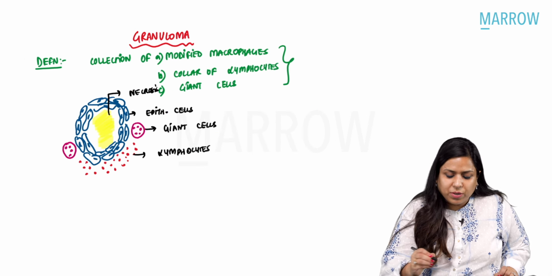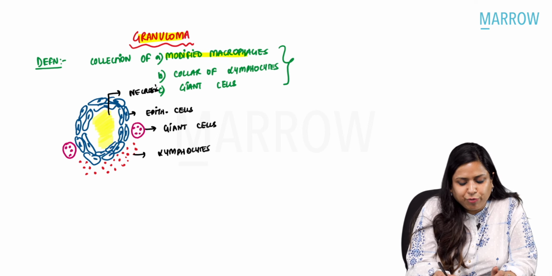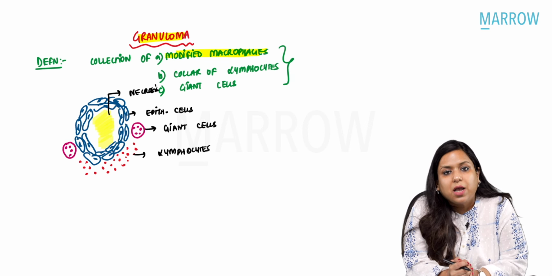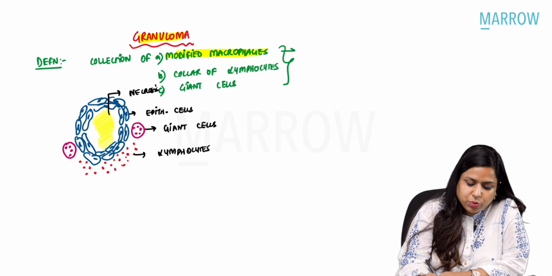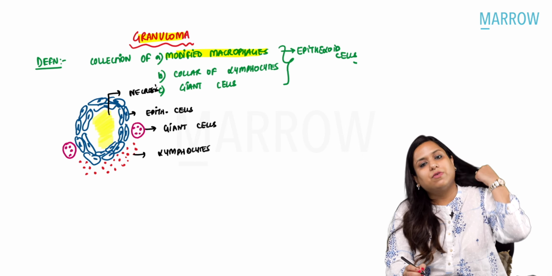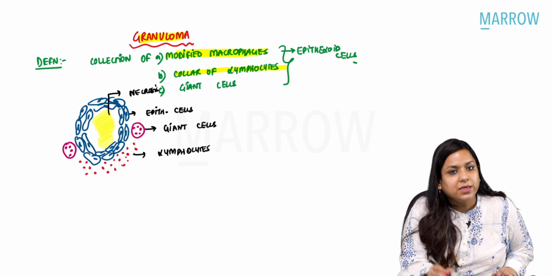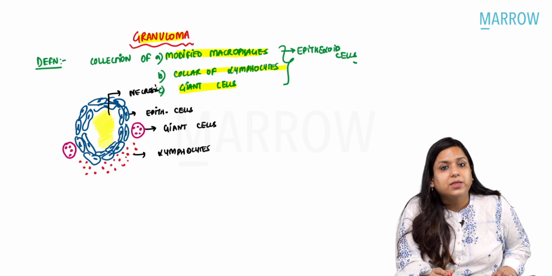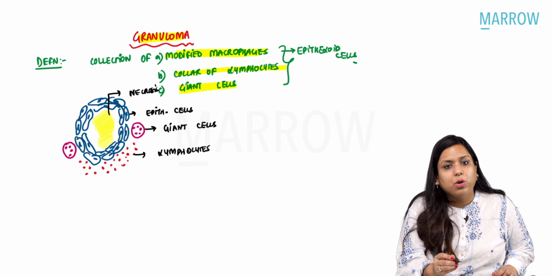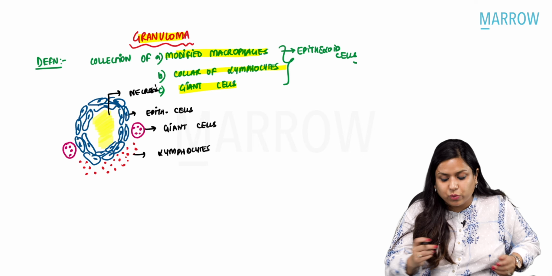What is a granuloma, students? A granuloma is basically a collection of modified macrophages. And what are these modified macrophages called, students? These modified macrophages are called the epithelioid cells. They are the hallmark cells of a granuloma. They are surrounded by a collar of lymphocytes and sometimes a giant cell, right? So, what are the components? They have necrosis, epithelioid cells, giant cells and lymphocytes.